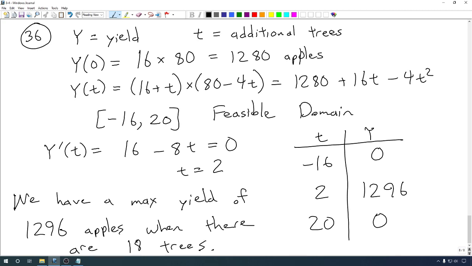There are a few things that were maybe a little strange to do, like making our variable be the number of trees past 16 and all that kind of stuff. But the process is still the same. We identify what variables we're talking about, the y and the t. We find some way of turning that y into a function of t, some formula, and identify what's the domain of the formula. Then we use our techniques of calculus to actually find the maximums and minimums of that particular function.